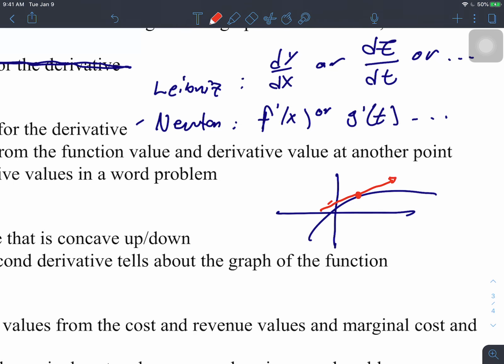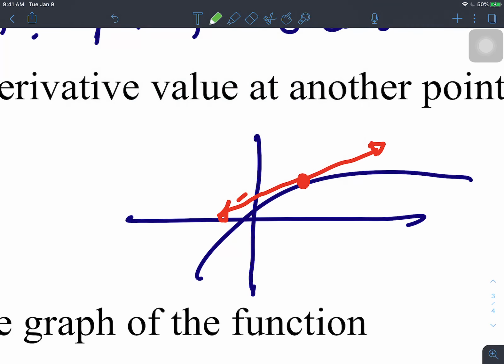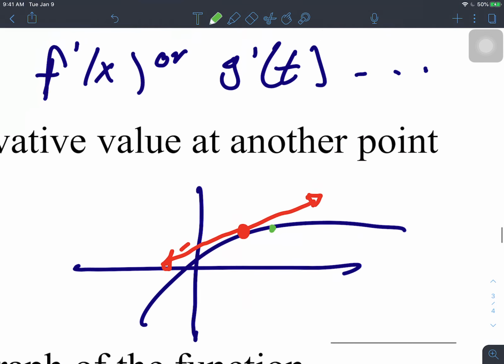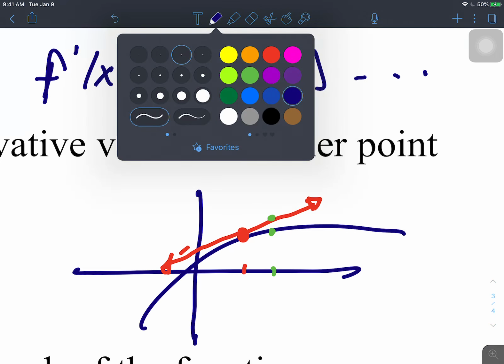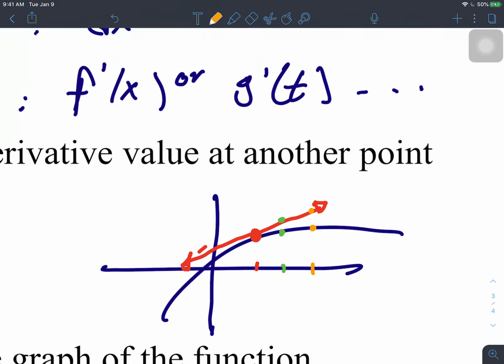And we should recognize that when we're very close to this red point here, say if we're at this green point, the value of the tangent line will be close to the value of the function itself, as long as the green point, in terms of its x value, is relatively close to the x value of the tangent line approximation. The further out we go, the worse we're going to get. I'm going to do an orange point to demonstrate that. The further out we go, the worse the tangent line approximation gets.